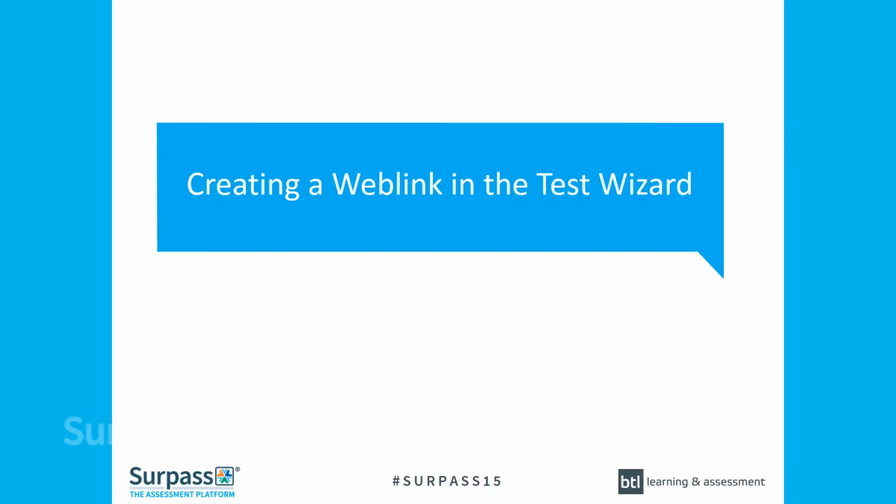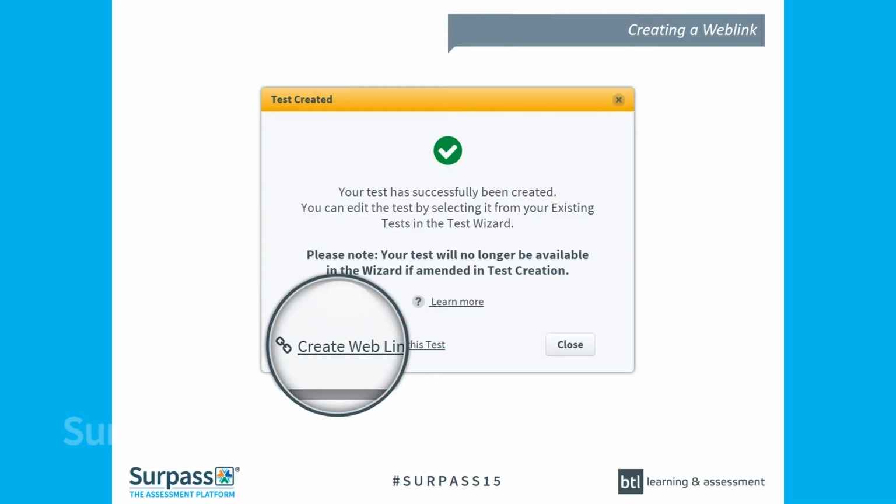So the first one, the web link. Those of you who use the test wizard regularly will have seen this feature. The two features are very similar, so this one and the next one we'll look at. Very similar concept. Once you create a test, you get this option down in the bottom corner to create a web link. What this does is generate a copy of your test, a sample if you like, and host it on the Surpass service.